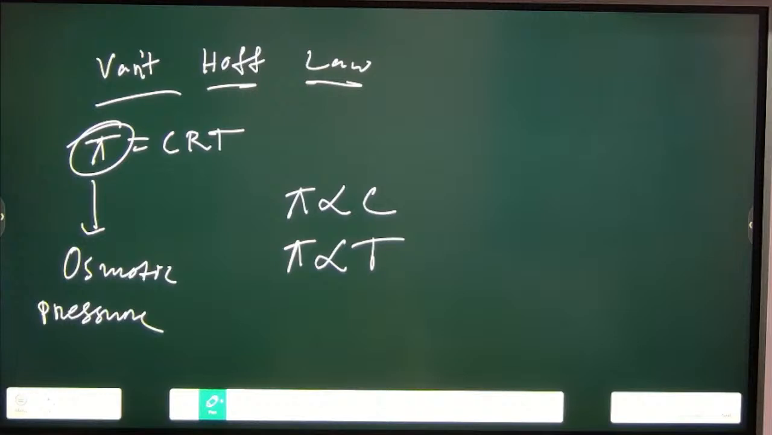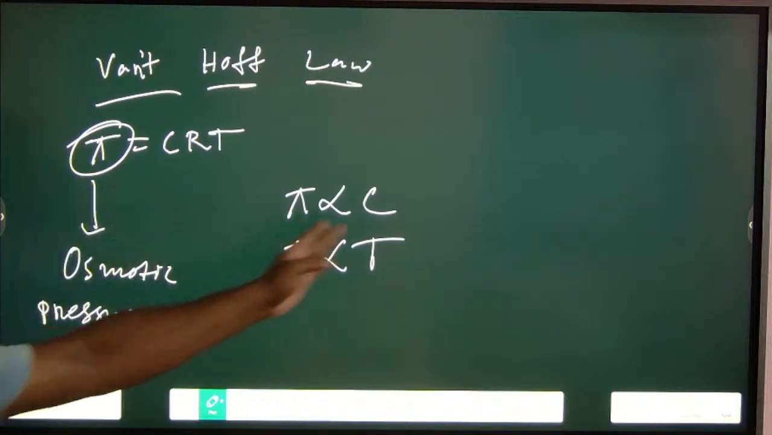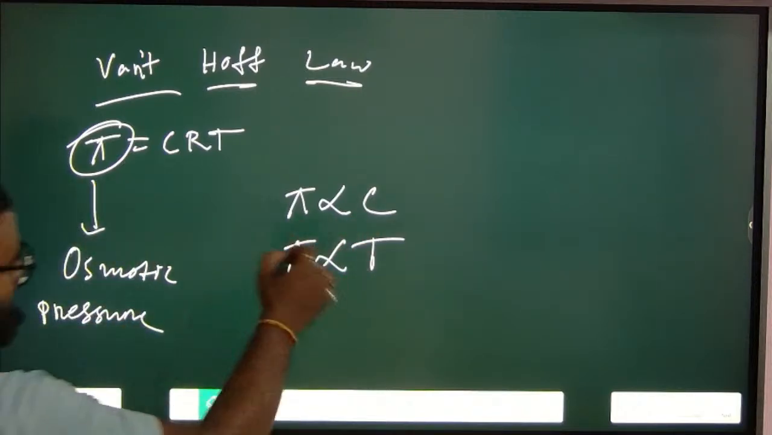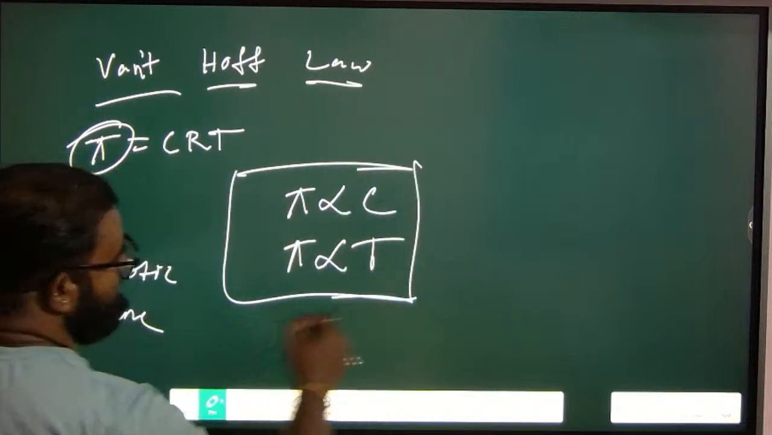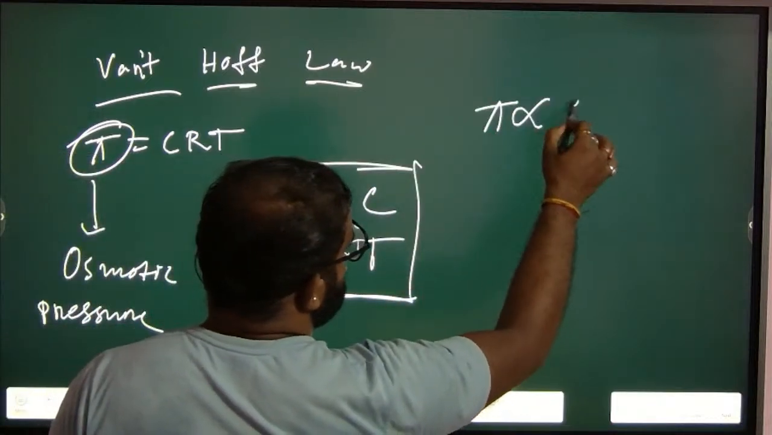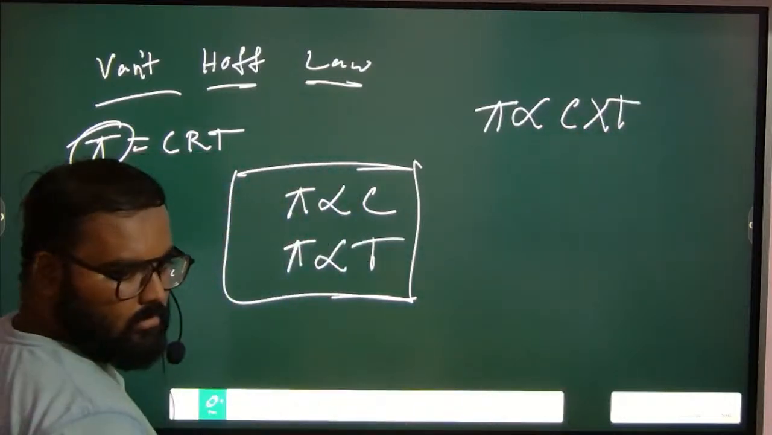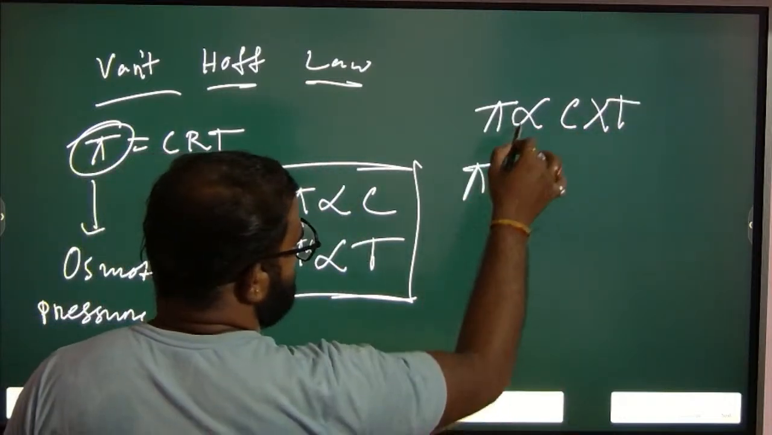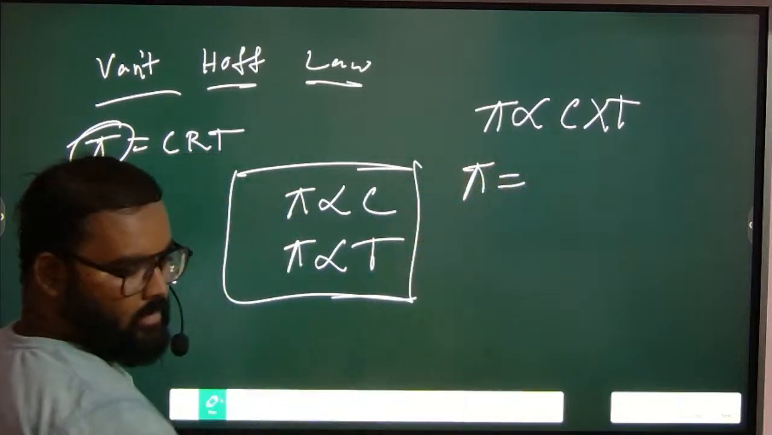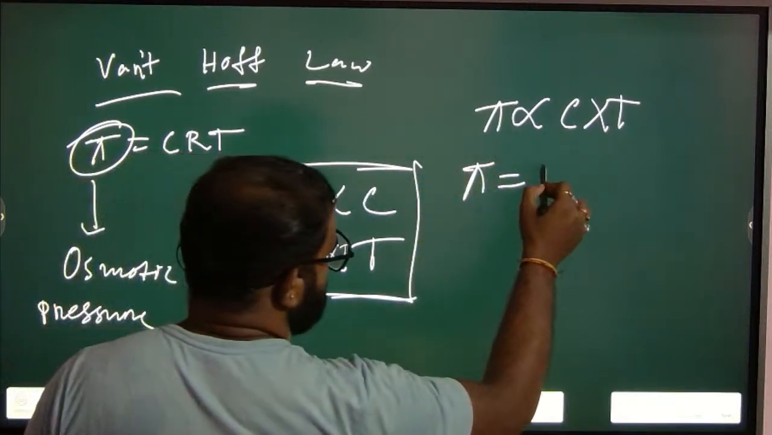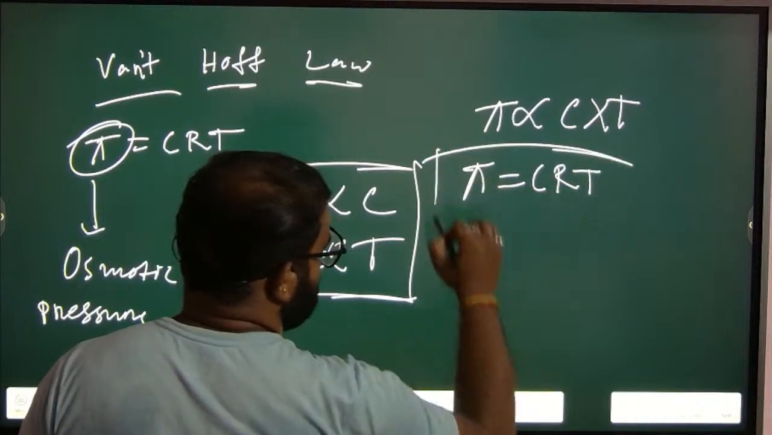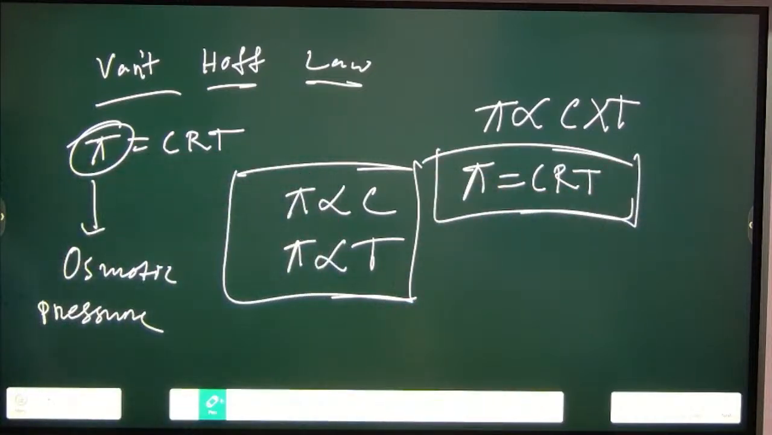Again, osmotic pressure is directly proportional to temperature. If we apply heat, the kinetic energy of the particles will increase and the flow will increase. So we have to give more pressure. That's why pi is directly proportional to T. And by combining both, we can write pi proportional to C into T. And to make it equal, we have to add a constant, and this constant is R. So pi equals CRT. This is the Van't Hoff equation. Done?